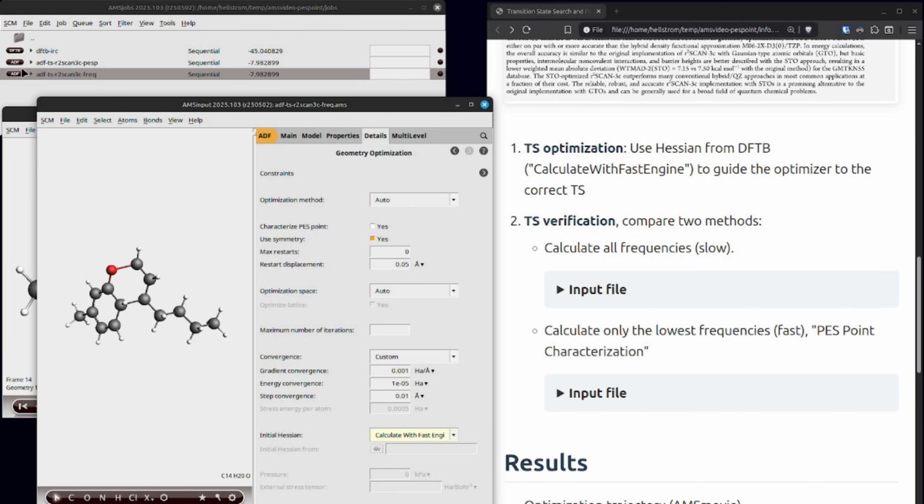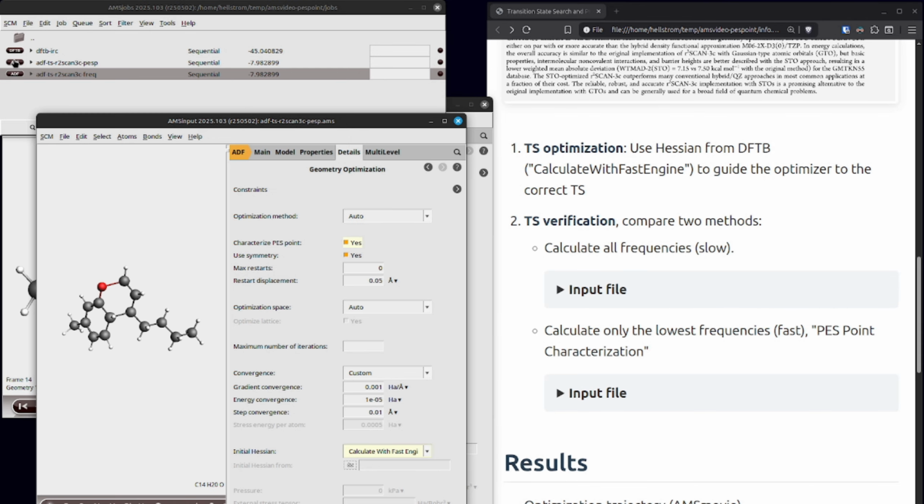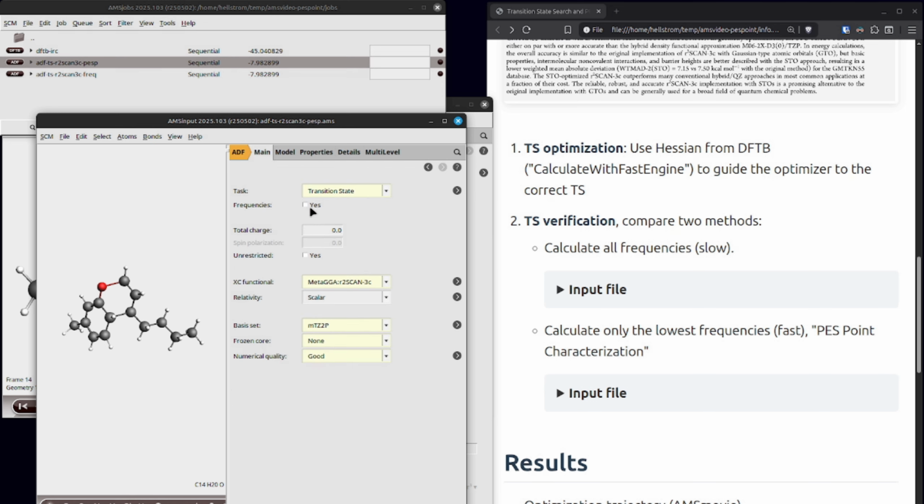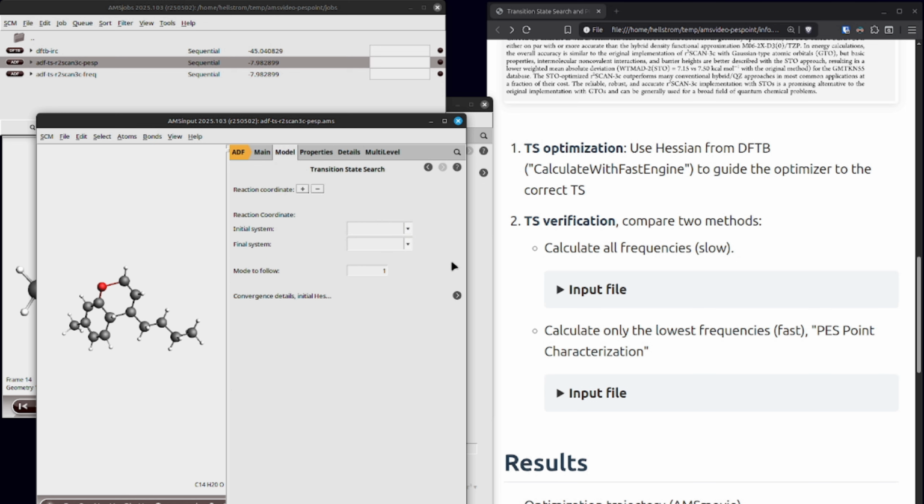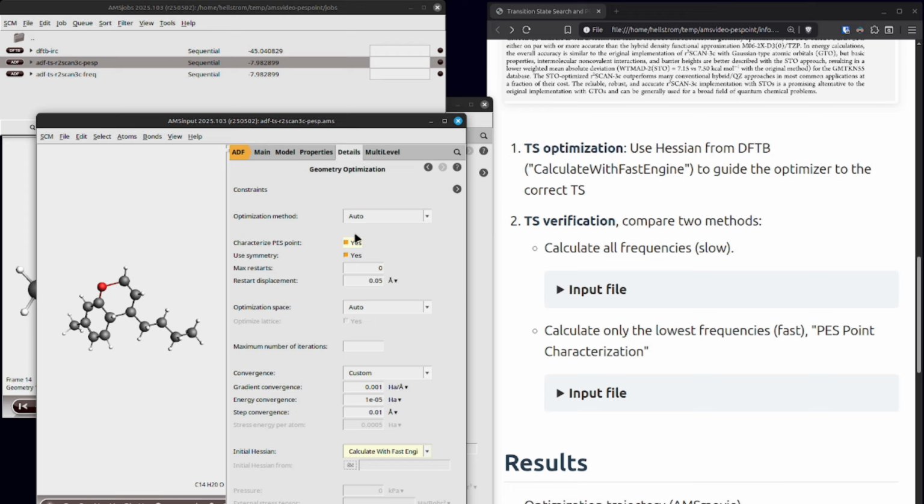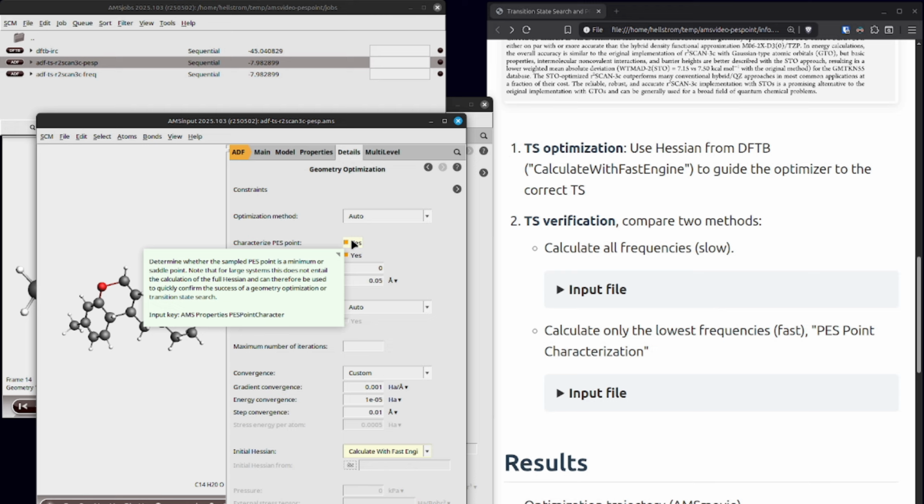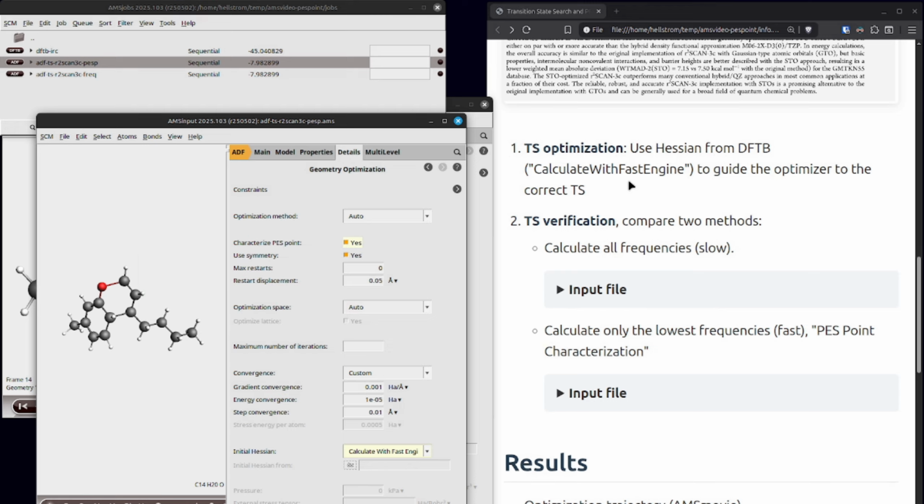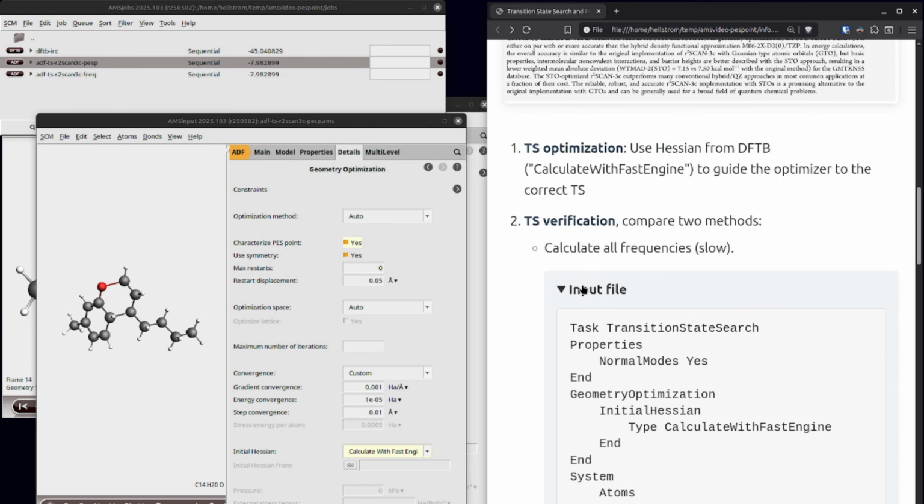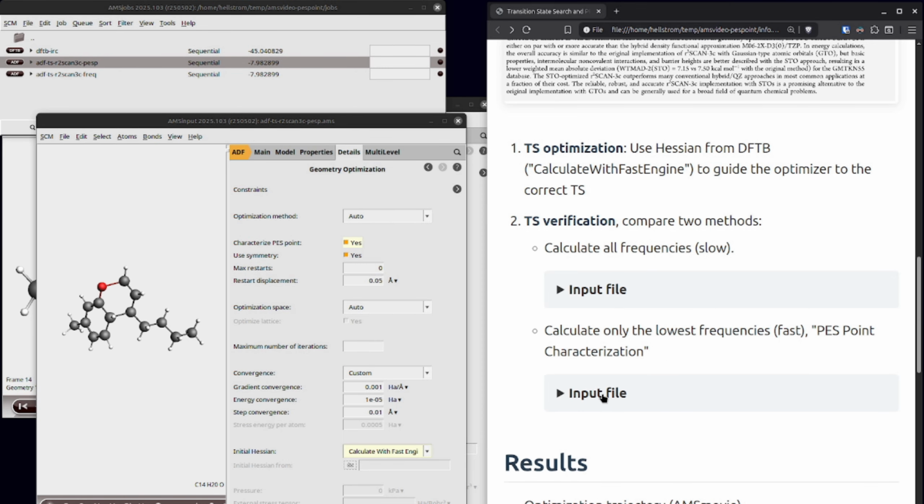And the input for the second option, for the PESPointCharacter, is almost exactly the same. The only difference is I unticked this option for the frequencies on the main panel, and on the optimization panel, I instead tick this characterize PESPoint. And if you prefer to see input files or run from the command line instead, for all the normal modes, you set properties normal modes yes in this block. And for the PESPointCharacter, you set properties PESPointCharacter yes here.